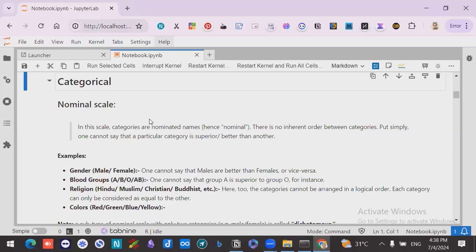So what does nominal mean? Nominee, we know it already, indicates just a name only, nothing else. There is no inherent order between categories. We can say simply a particular person's name. One cannot say that a particular category, or a person, is superior or better than another. That indicates just a name only, nothing else.